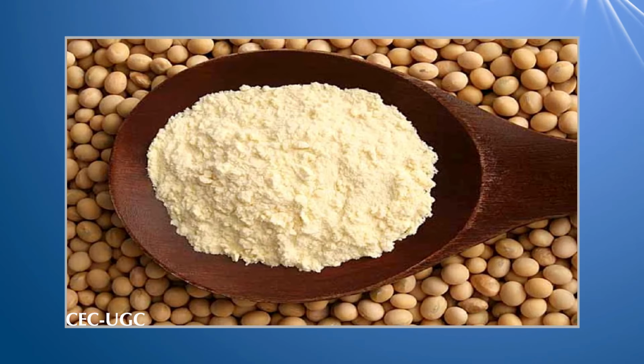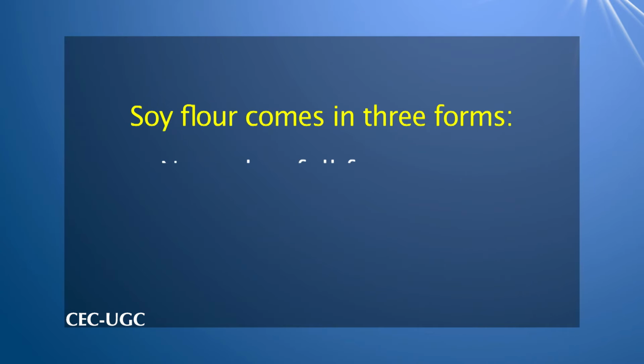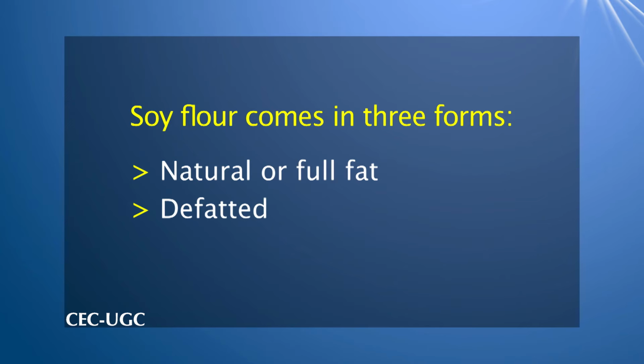Soybean meal is also used as the basis for a variety of soy protein products including soy flour, soy concentrate, soy isolates and textured soy protein. Soy protein not only provides nutritional value and health benefits but also offers many functional properties including emulsification and water holding capacity. Soy flour is made from roasted soybeans ground into a fine powder containing 50% protein by weight. Soy flour comes in three forms: natural or full fat, defatted, and lecithinated.